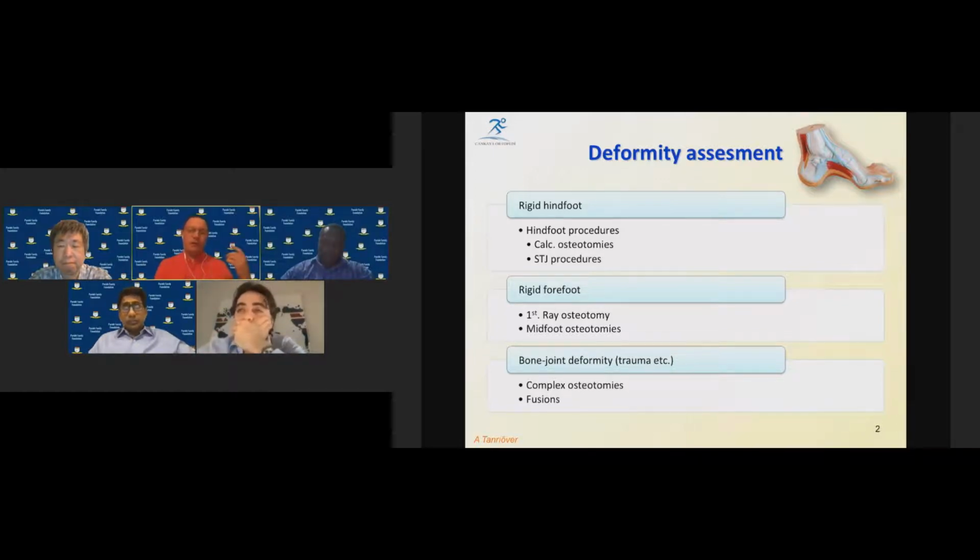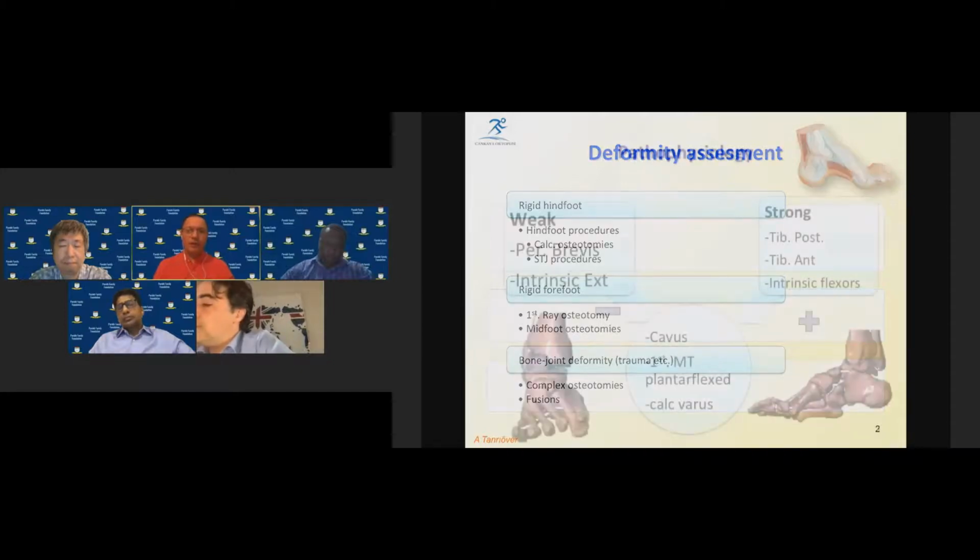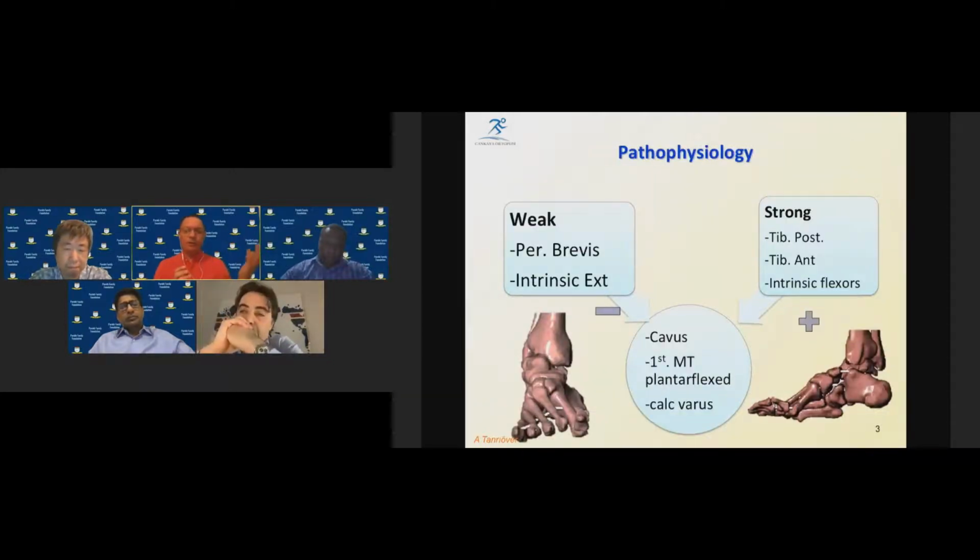So as my talk will focus on semi-flexible cavovarus deformities caused by neurologic conditions like Charcot-Marie-Tooth, I'll be talking about tendons. Talking about pathophysiology, what causes the cavovarus deformity? There are weak muscles, the peroneus brevis and intrinsic extensors, and strong ones, which even further increase the deformity, which you have to assess when you're deciding.